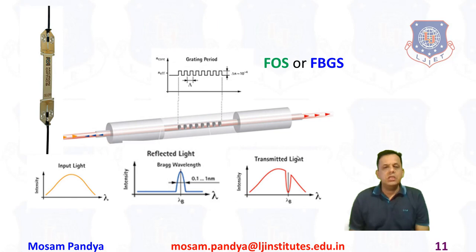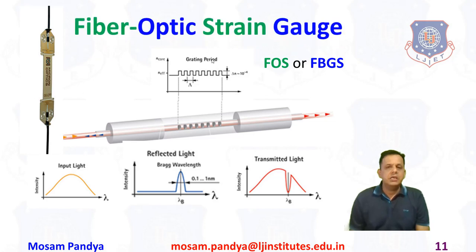And the actual strain gauge will be looking like this: the vertical portion you see here, and the grating I have shown here, and that grating is meshed with this fiber optic, which will actually change. This is input light. I am showing once again with respect to lambda. Lambda is actually related to the wavelength. Wavelength is related to the time.